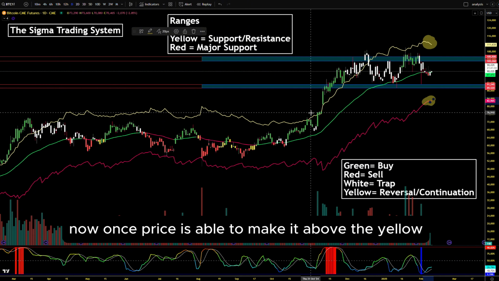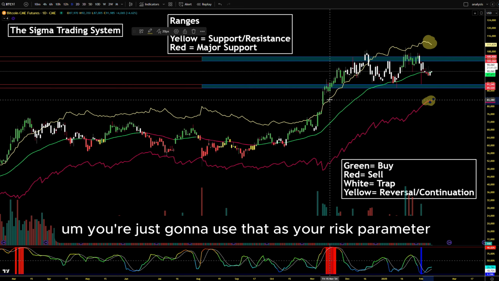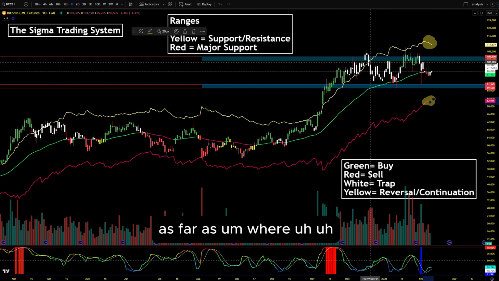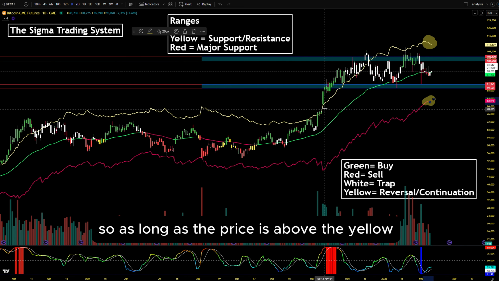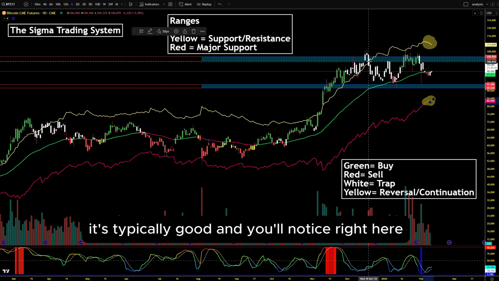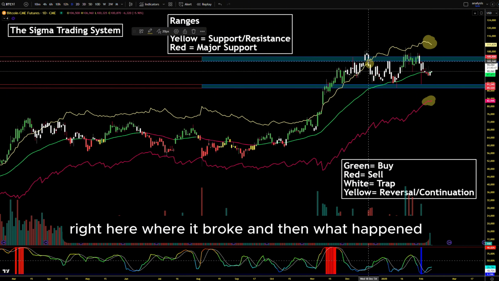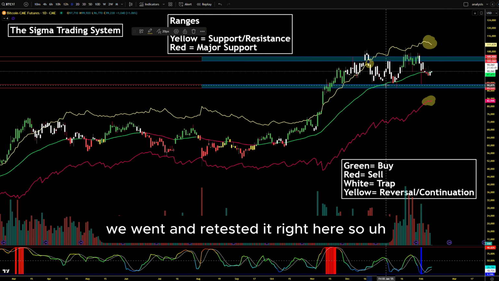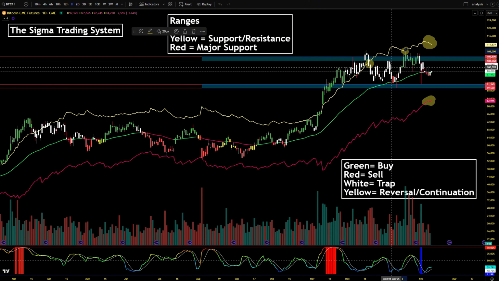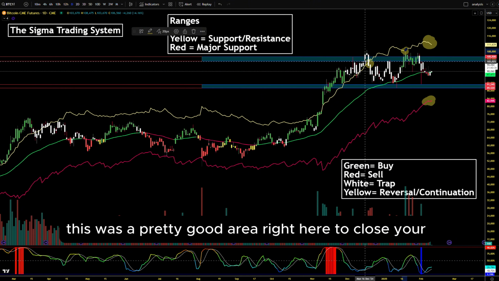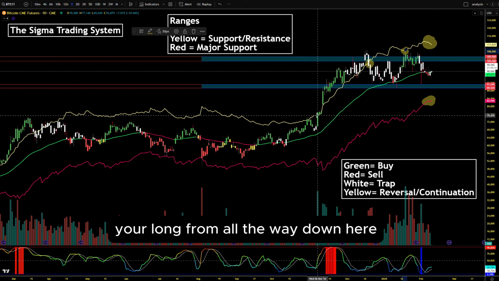Once price is able to make it above the yellow, you're just going to use that as your risk parameter as far as where price is trending. As long as the price is above the yellow, it's typically good. You'll notice right here where it broke, and then we went and retested it right here. This was a pretty good area to short it, and a pretty good area to close your long from all the way down here.